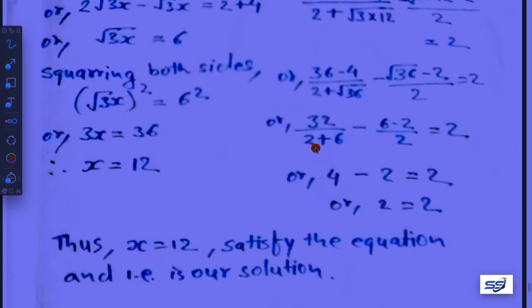32 upon 2 plus 6 is 8. 32 divided by 8 gives 4. Then 4 minus (6 minus 2), which is 4, upon 2 gives 2. So 4 minus 2 equals 2, or 2 equals 2. It means our value x equal to 12 satisfies the original equation.